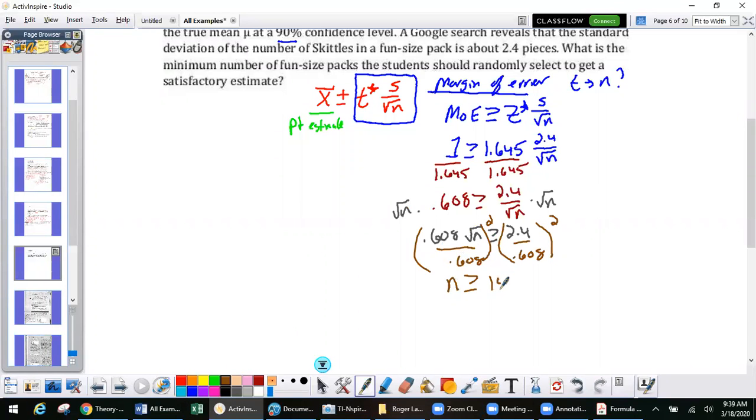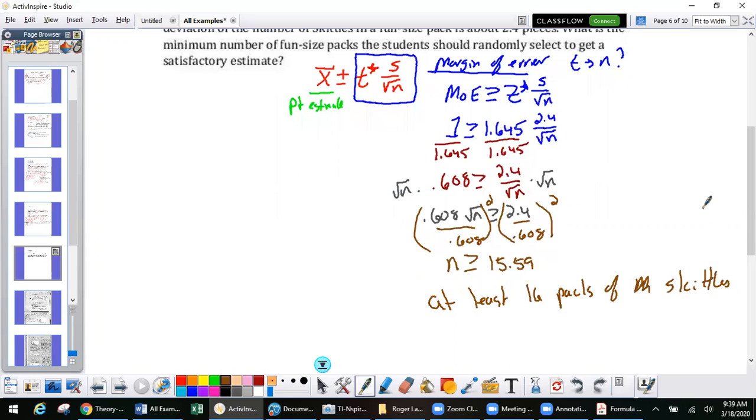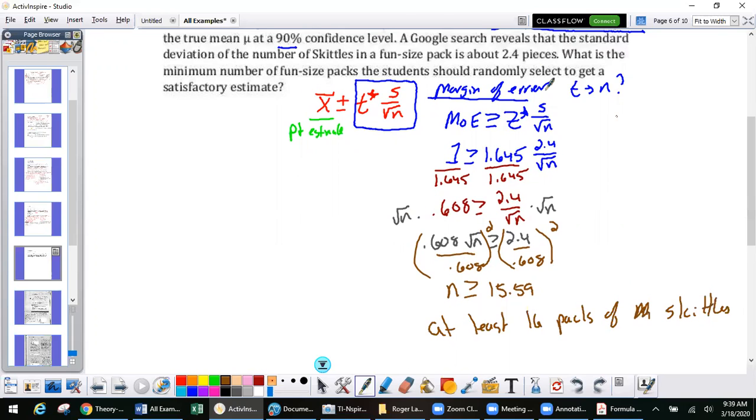And remember what you have to do with that. You guys remember? We take this number and we always round up. So we need at least 16 packs of M&Ms, or Skittles, whatever it is. And there we go. You can always use the n solve or whatever you need to use for there. So that's margin of error.